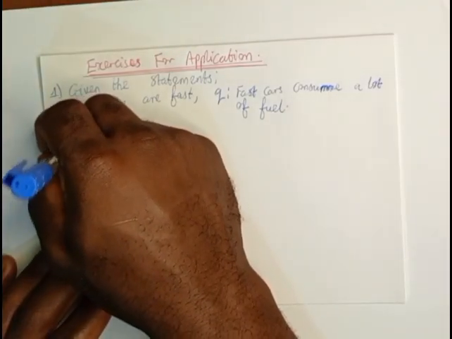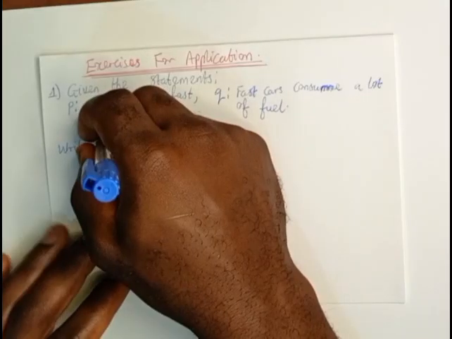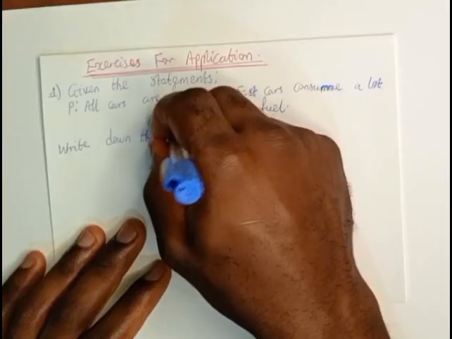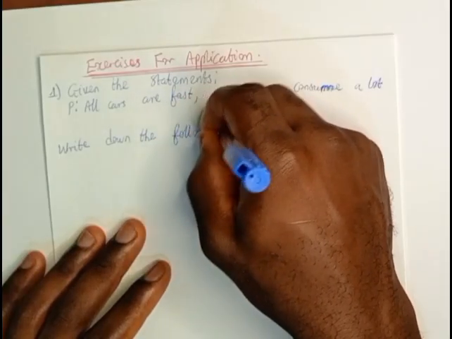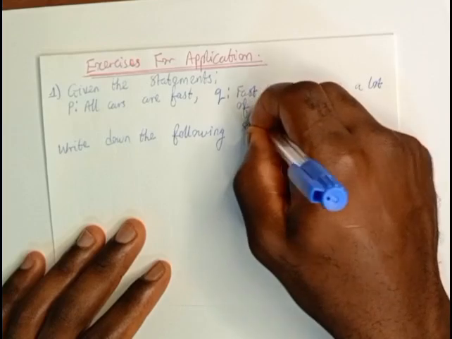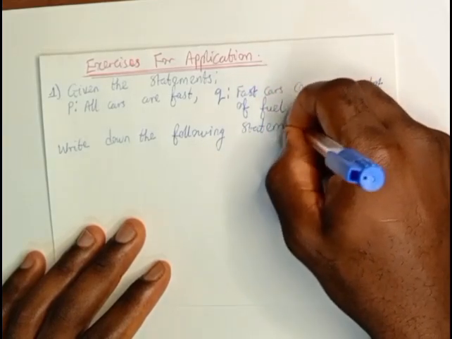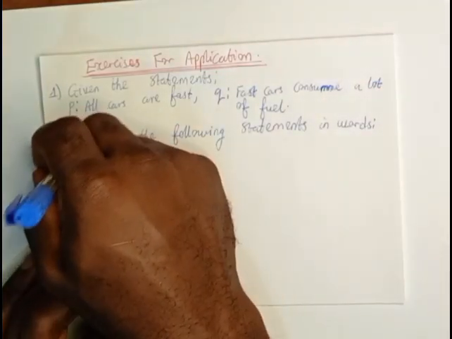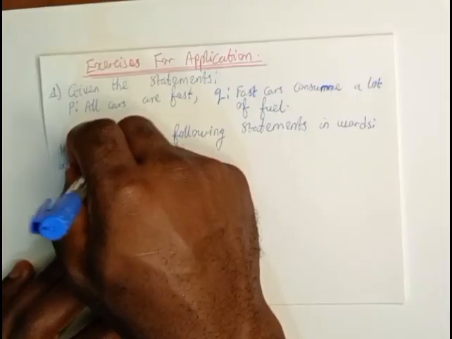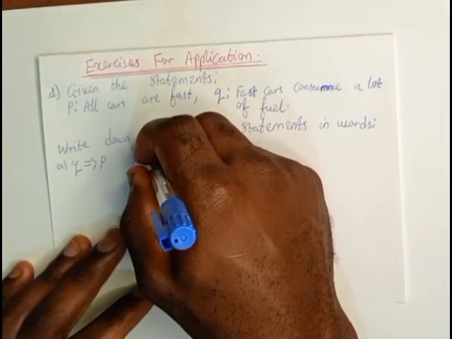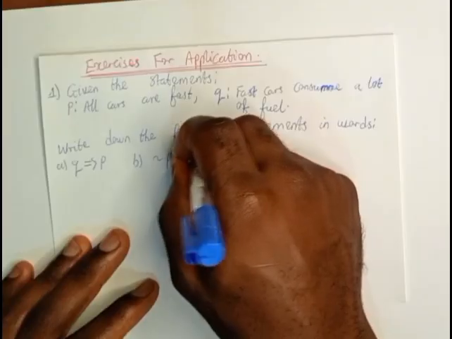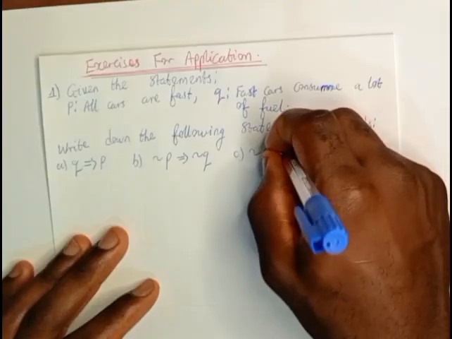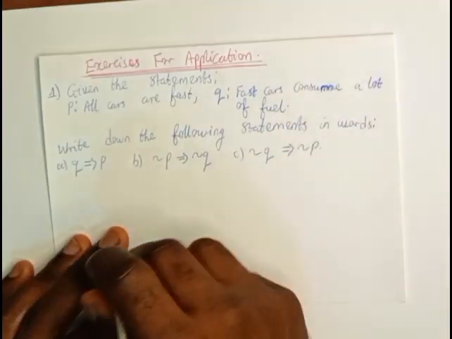Write down the following statements in words. For A, we have Q implying P. For B, we have not P implying not Q. For C, we have not Q implying not P.